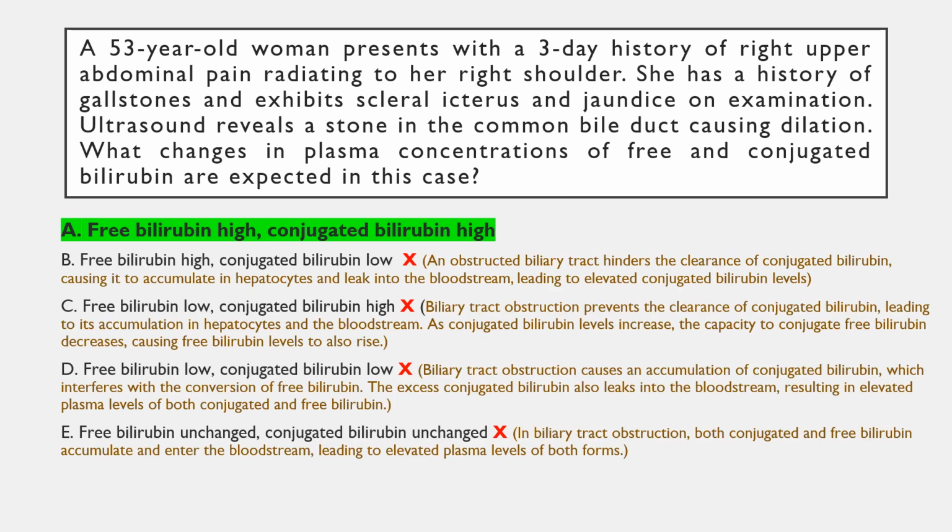The other options are incorrect because in biliary tract obstruction, the normal flow of bile is blocked, leading to accumulation of conjugated bilirubin, which leaks back into the bloodstream and raises its plasma levels. At the same time, the liver's capacity to conjugate free bilirubin is exceeded due to the backlog, causing free bilirubin levels to also rise. Any option that suggests low or unchanged levels of free or conjugated bilirubin is incorrect because it does not account for these disruptions.